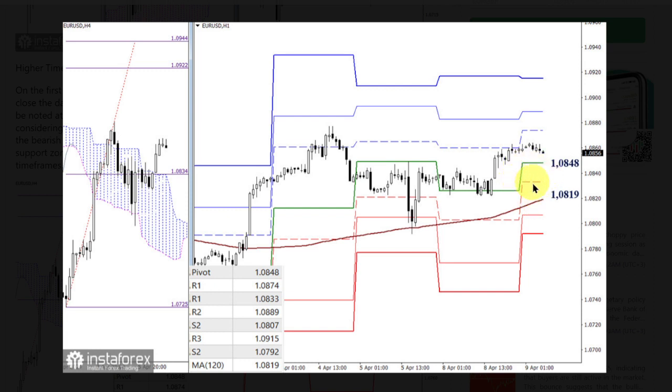When continuing the ascent, the intraday targets will be the resistances of classic pivot points, currently located at 1.0879, 1.0889, and 1.0915.